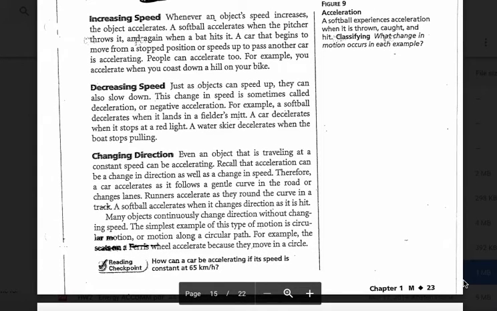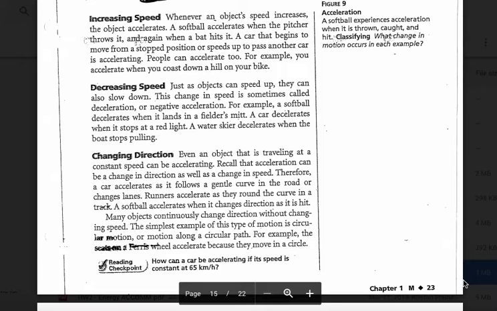Increasing speed. Whenever an object's speed increases, the object accelerates. A softball accelerates when the pitcher throws it, and again when a bat hits it. A car that begins to move from a stop position or speeds up to pass another car is accelerating. People can accelerate too. For example, you accelerate when you coast down a hill on your bike.